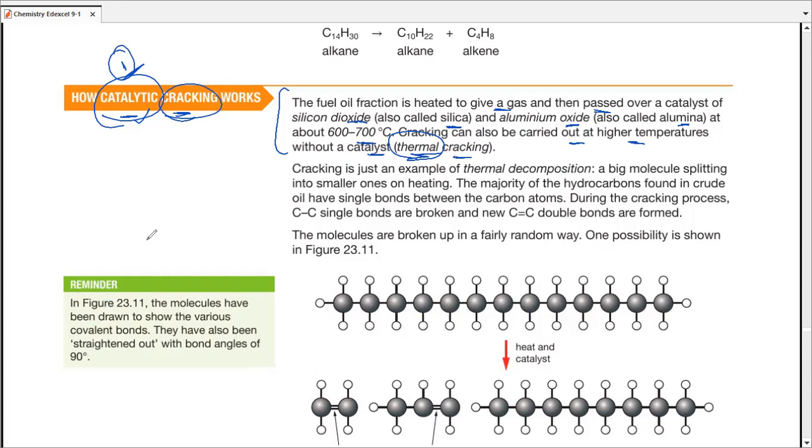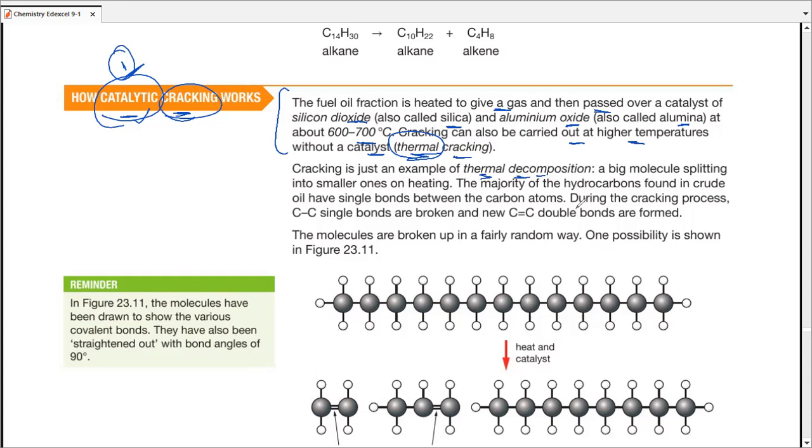So cracking is an example of thermal decomposition. Therm means heat, decomposition means to break down, a breakdown of a molecule with the help of heat. That's what we are doing. We're breaking down a bigger molecule, we are splitting it up into smaller parts on heating. We're just speeding up the whole process by using a chemical we are calling a catalyst.